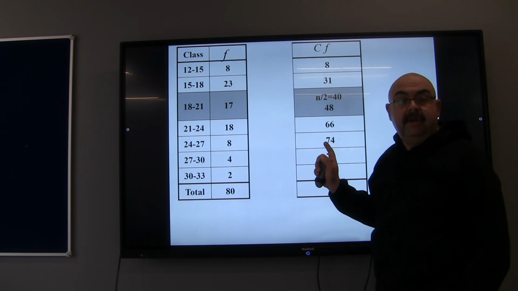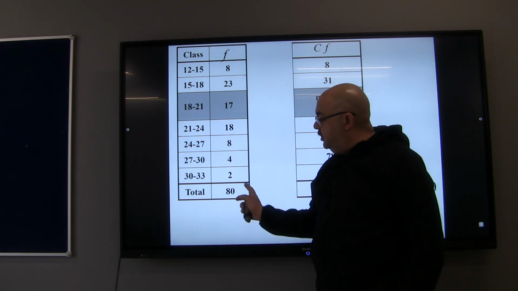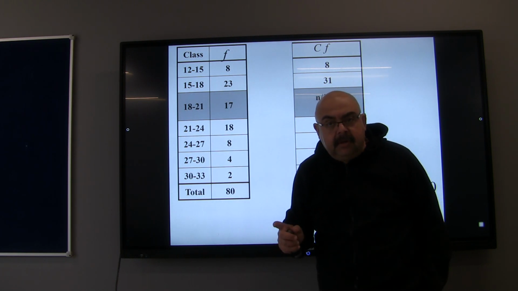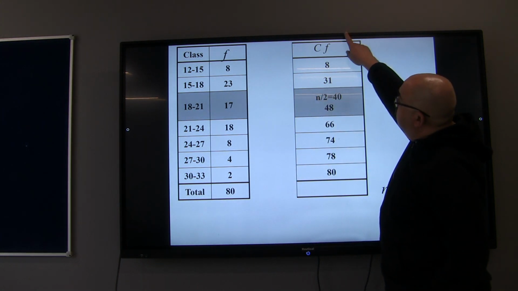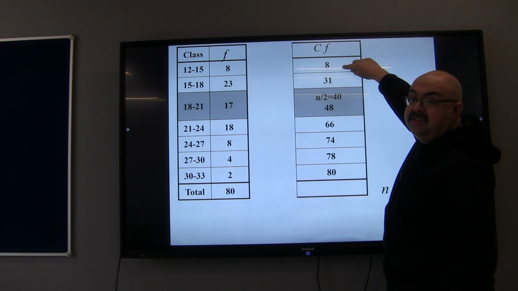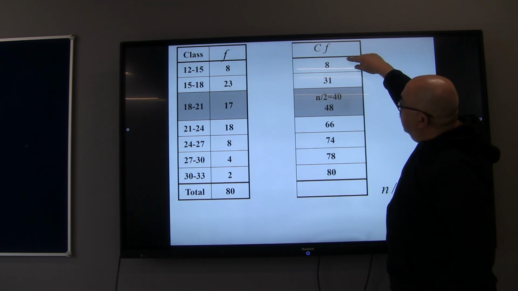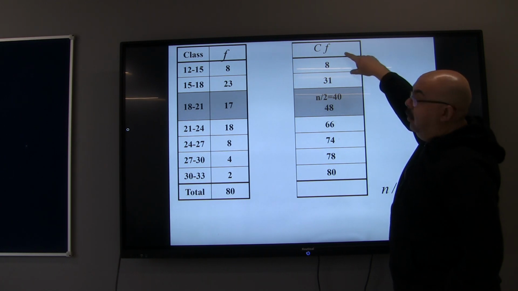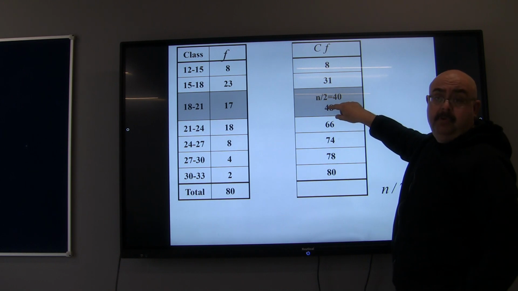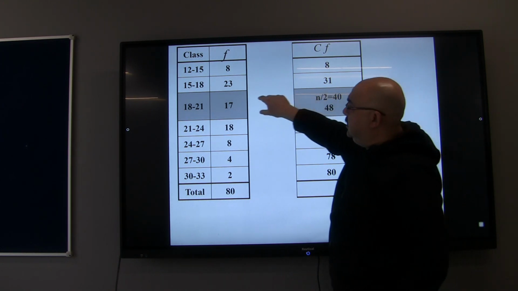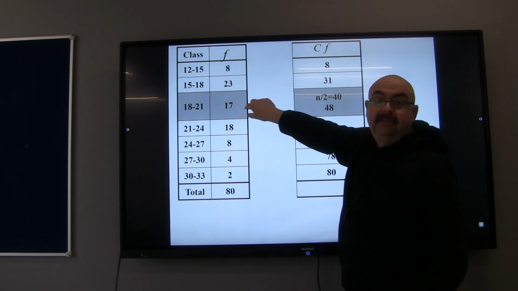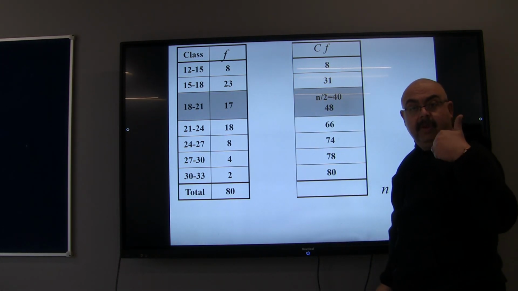Then I will get the sum of all the frequencies divided by 2, which is simply 40. I will go through the cumulative frequency, looking for the first number that exceeds 40. The first number exceeding 40 is 48. And this way we can identify the middle class. This is called the middle class. I identified it, so this is step number 1.